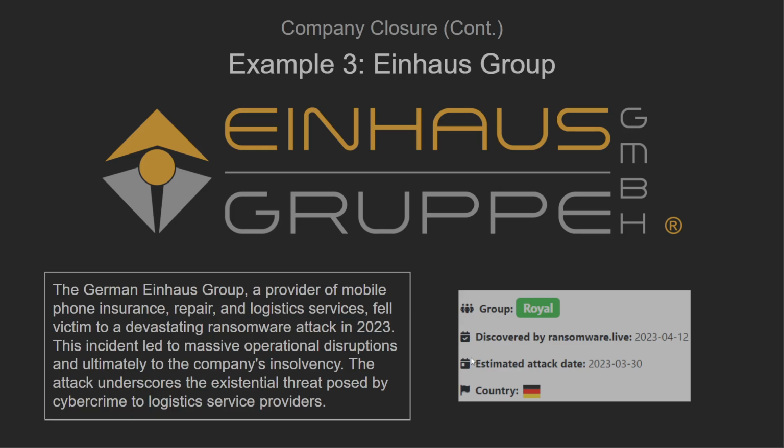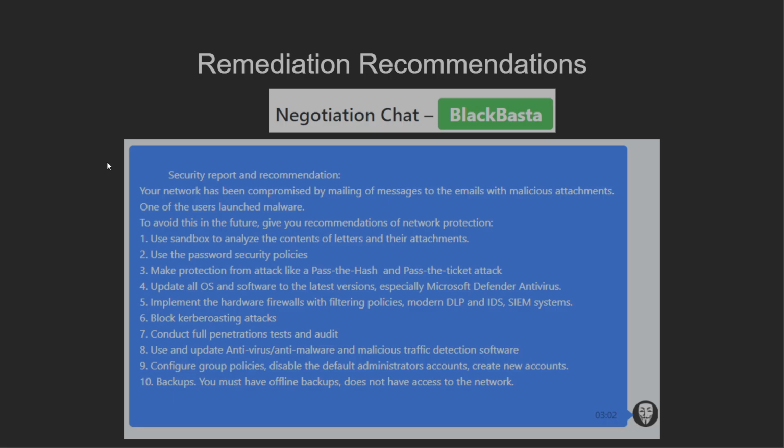You see, in some cases, more information is provided than others. So it was discovered by Ransomware.live on the 12th of the 4th, but the estimated attack date was the 30th of March 2023. Now we hop into the remediation recommendations.